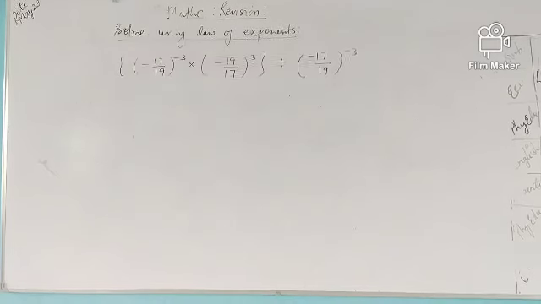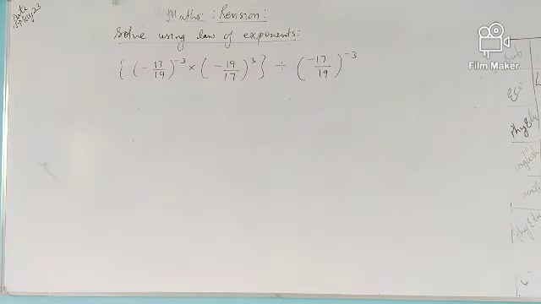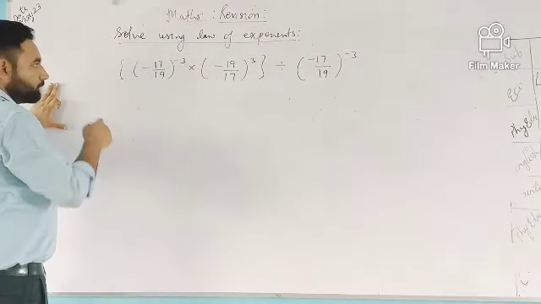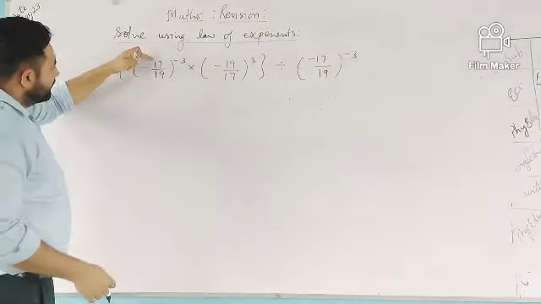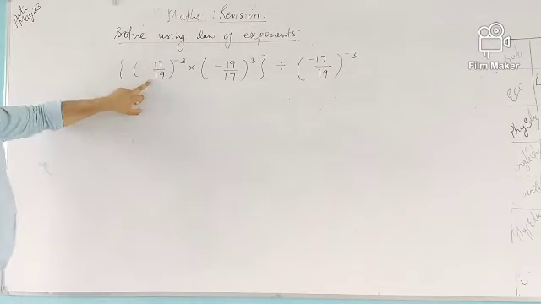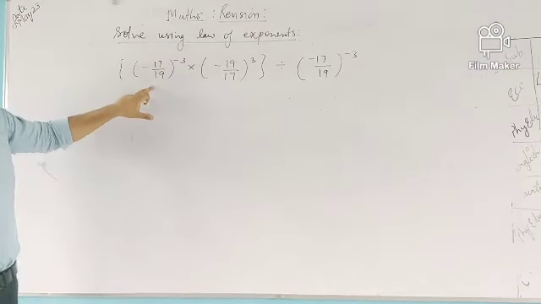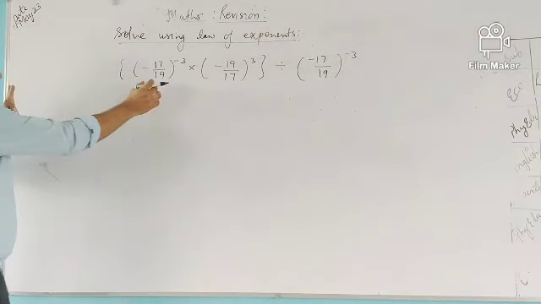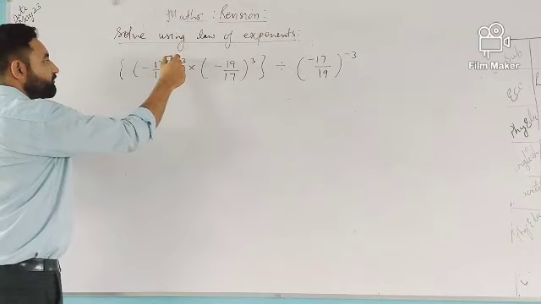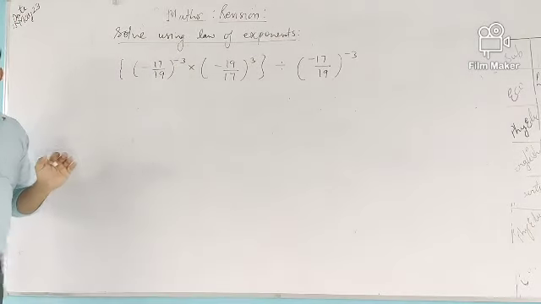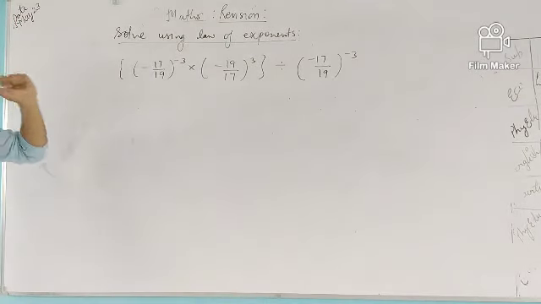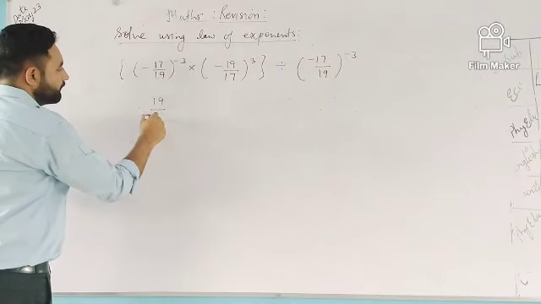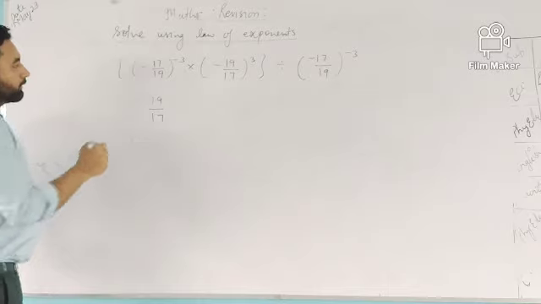Now solve using law of exponents. You have minus of 17 divided by 19 in the brackets to the power minus of 3. And again minus of 19 by 17 in the brackets to the power 3. After that, we need to divide it by minus of 17 divided by 19 to the power minus of 3. So minus of 17 upon 19 becomes minus 19 by 17.